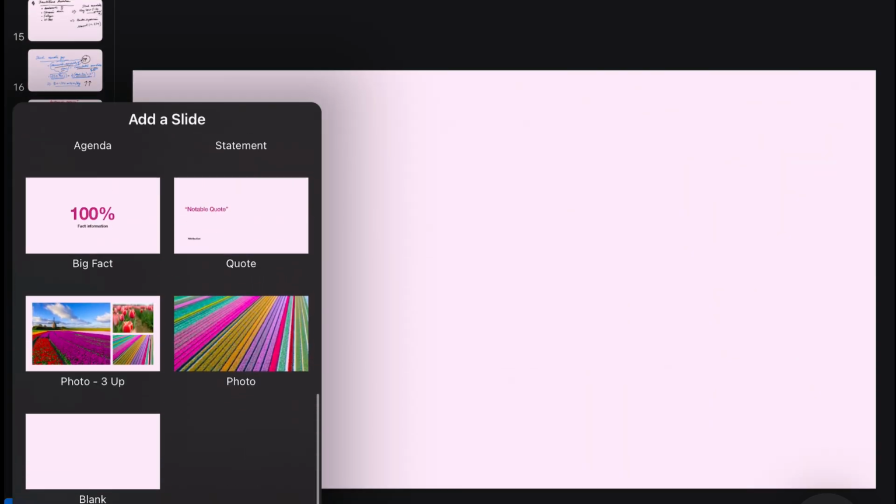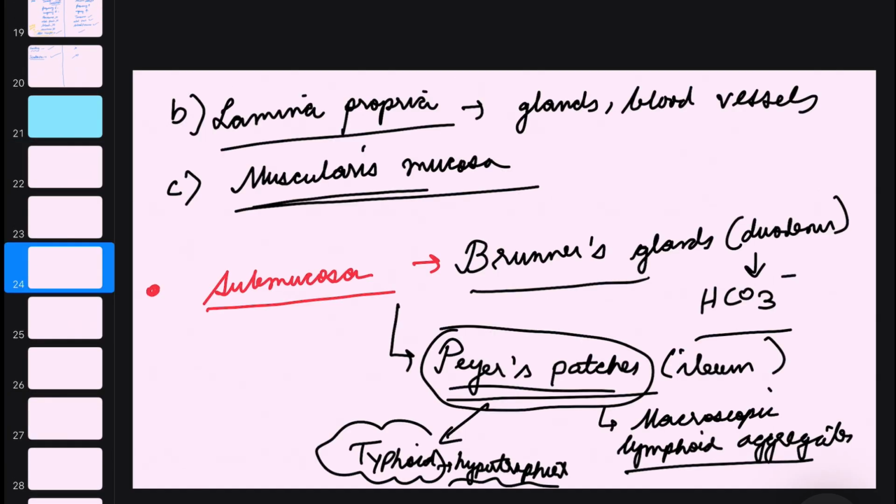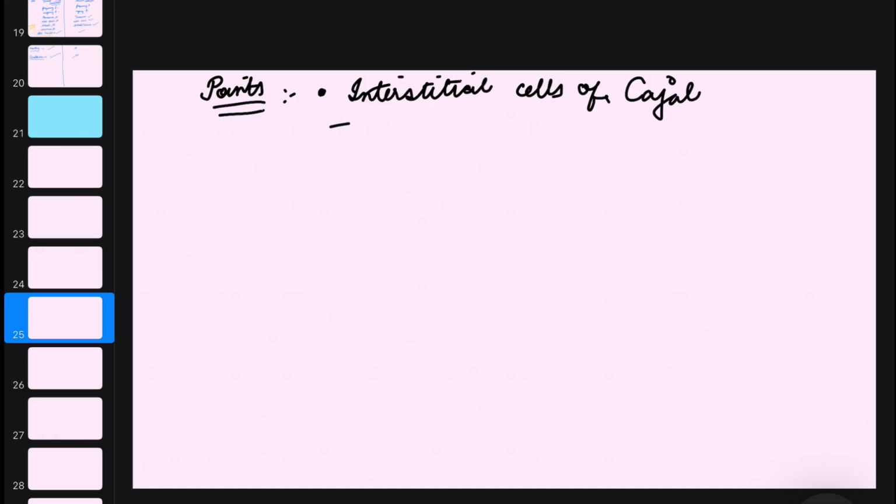Let me just quickly take out a few blank slides. Other than this, a few more rough points we can remember. They're pretty high yield points, so we should remember them. Within the small intestine itself, these are just random points regarding the anatomy. In the small intestine, we have special cells called the interstitial cells of Kajal.